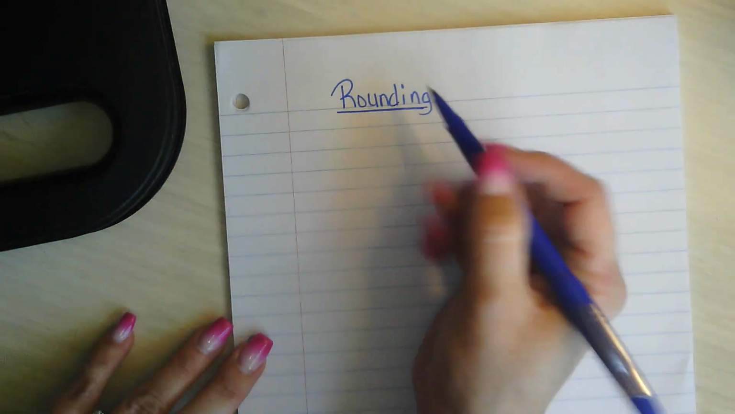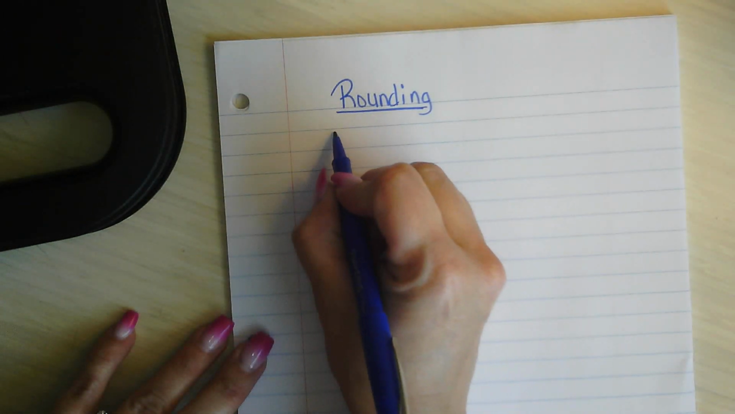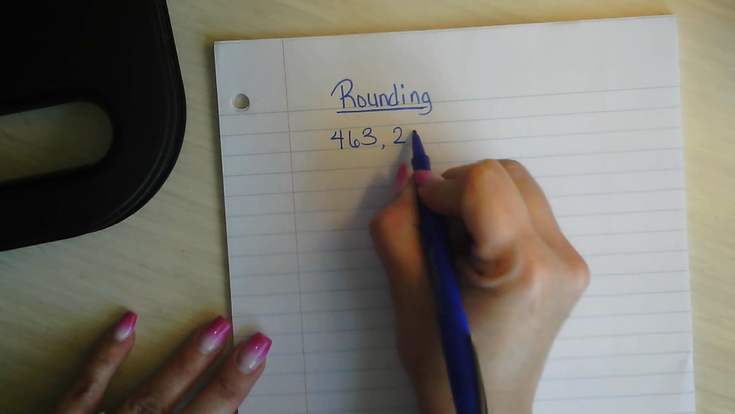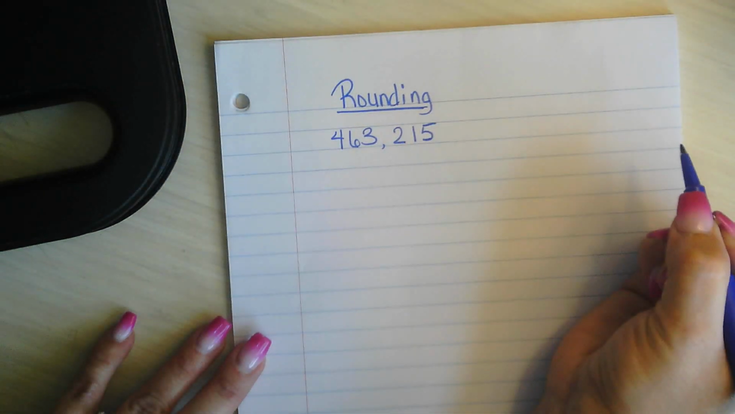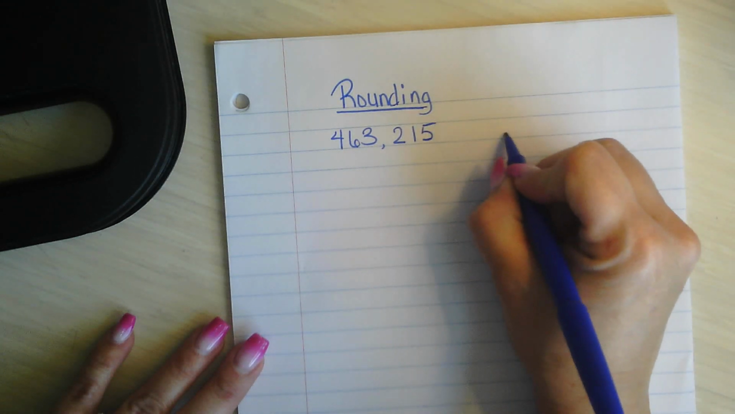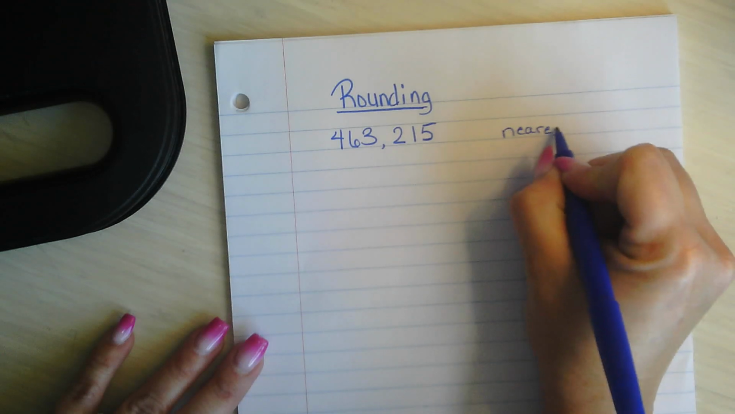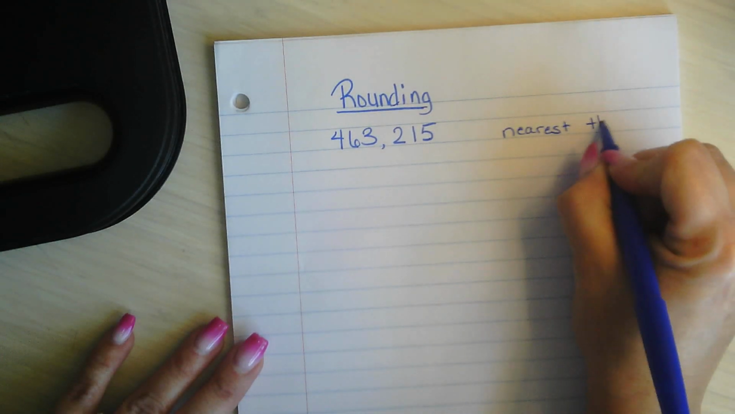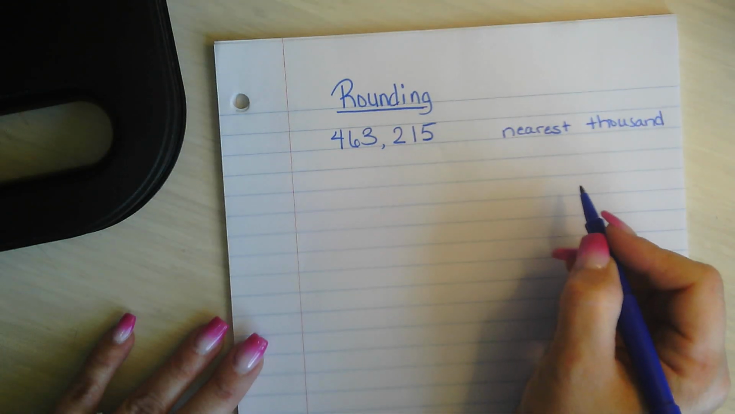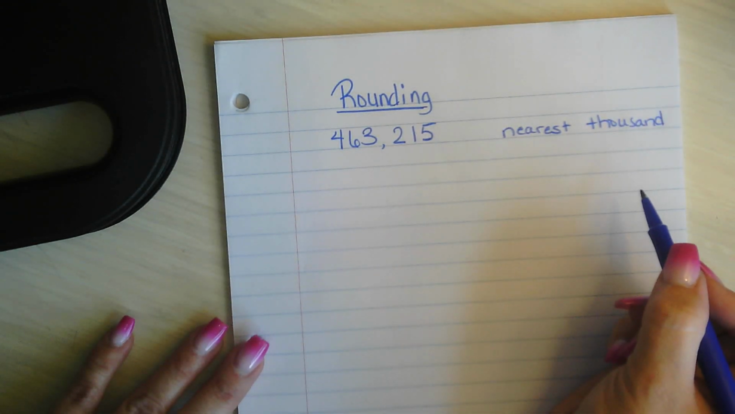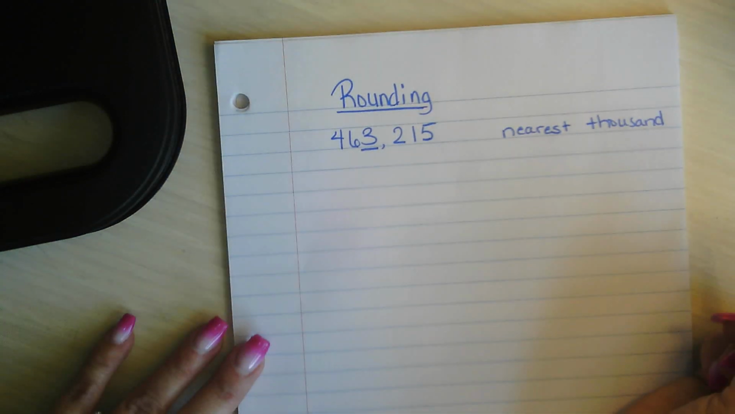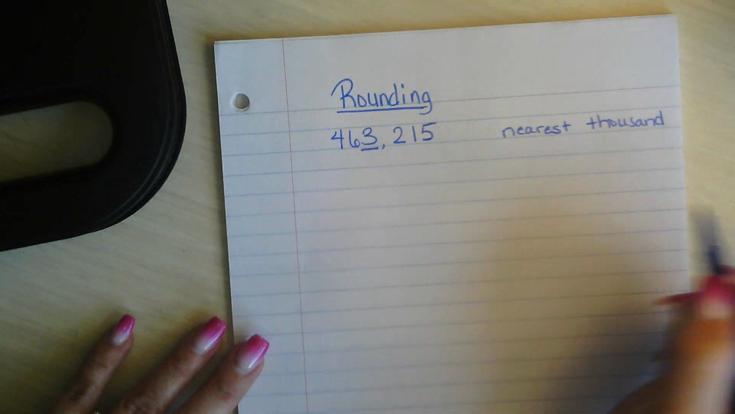So let's say we have the number 463,215. Okay, and we have to round to the nearest, let's do this one to the nearest 1,000. Okay, step one, underline the place that you're rounding to. We're rounding to the nearest 1,000. The 3 is in the thousands place.